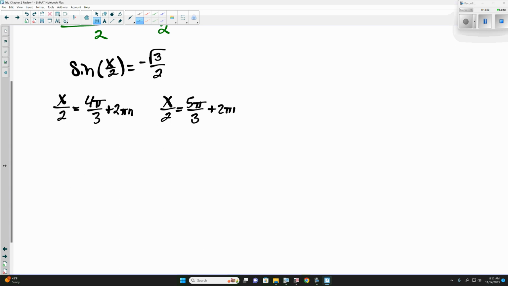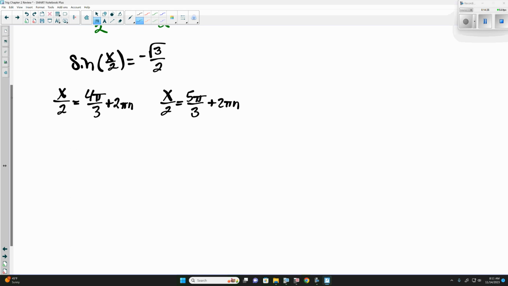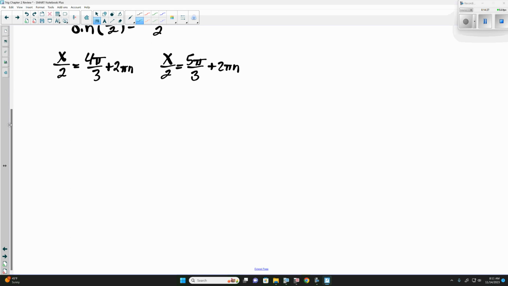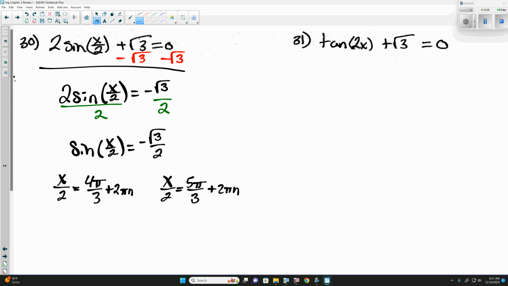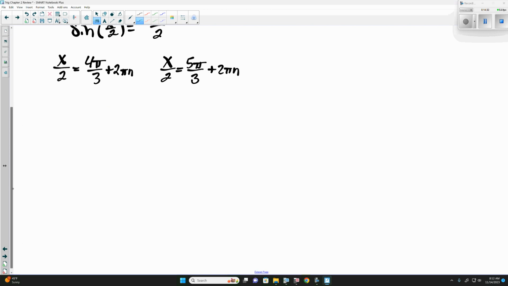Because we can add 2 pi in to it. Now, I know it says between 0 and 2 pi for all this section. We need it because there's a good chance it might go outside, and we have to fix it. Because to get x by itself, we have to multiply everything by 2, which will indeed tell us x is equal to, but when we distribute the 2, we get 8 pi over 3 plus 4 pi n.